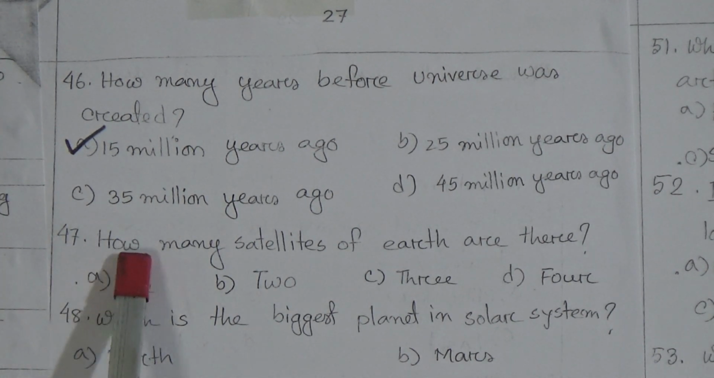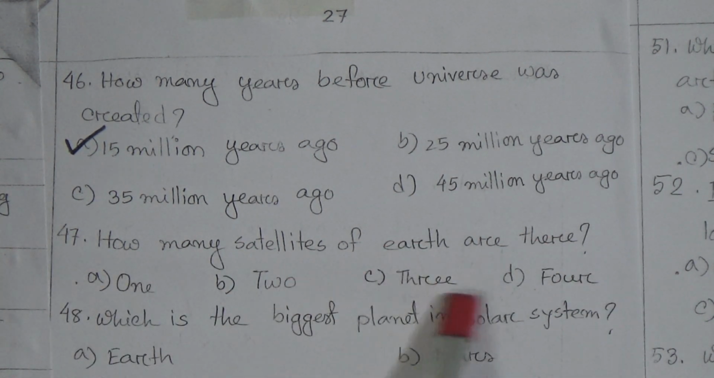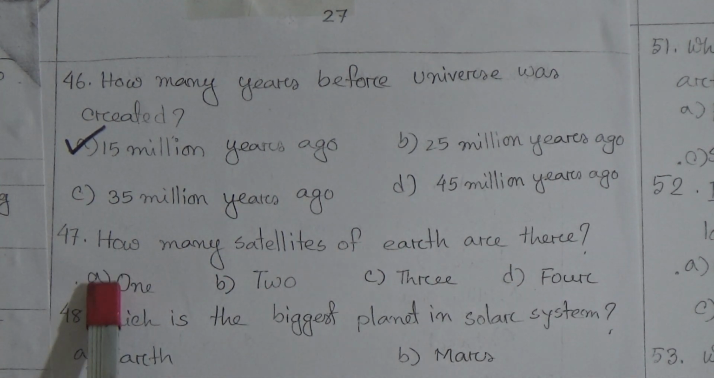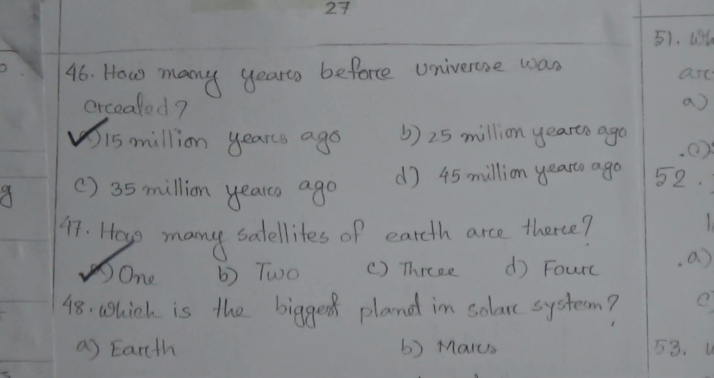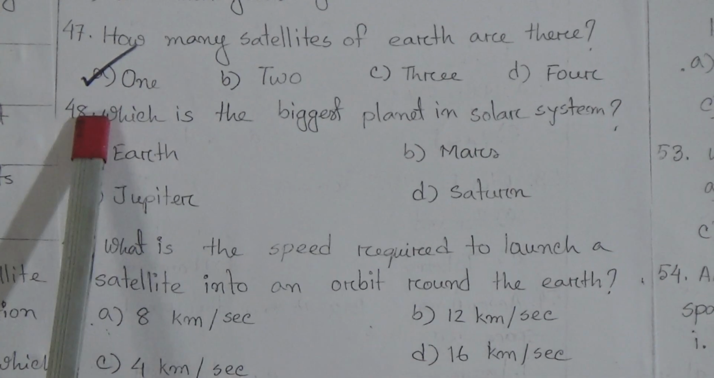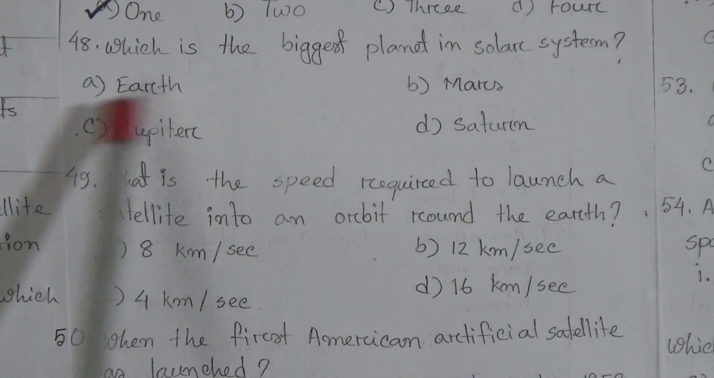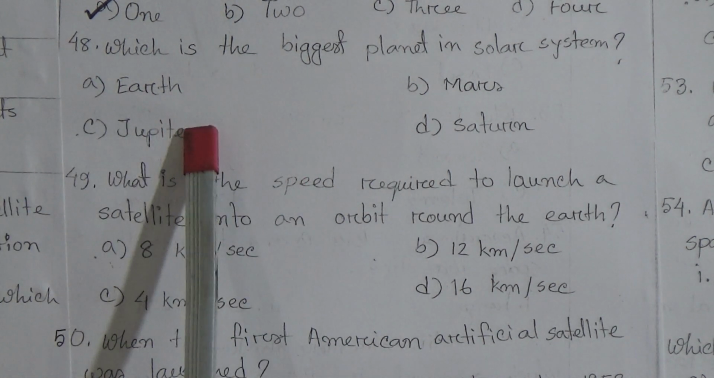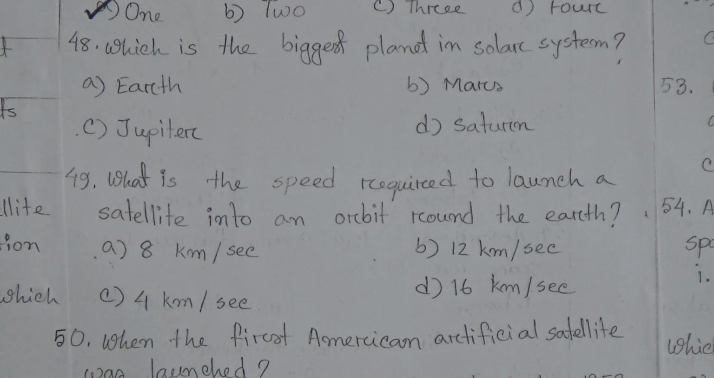Question number 47. How many satellites does Earth have? Options are 1, 2, 3, 4. Dear students, we know Earth has only one satellite and that is our moon. So, we will put a tick mark on A, that means one satellite. Now come to the next question. Which is the biggest planet in the solar system? Earth, Mars, Jupiter, Saturn. Dear students, we all know the answer: Jupiter is the biggest planet in the solar system. So we will put a tick mark on C.